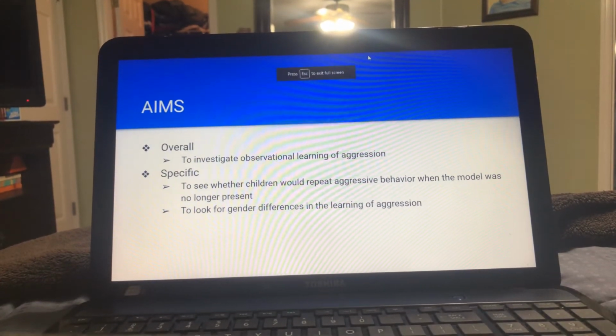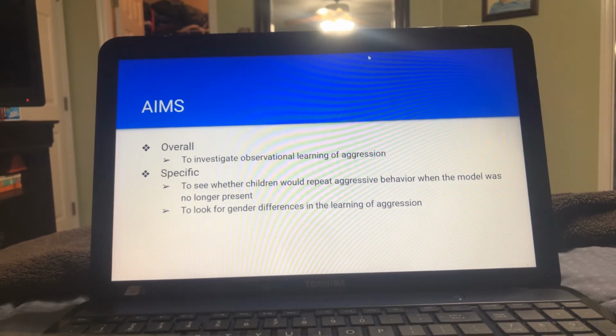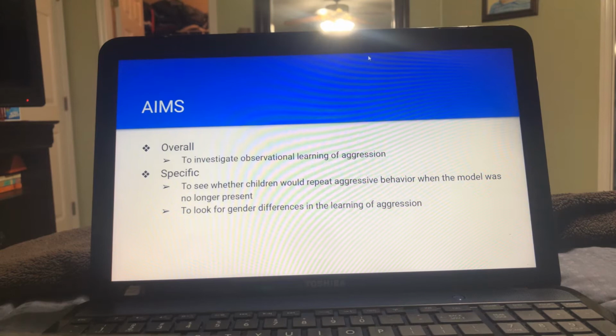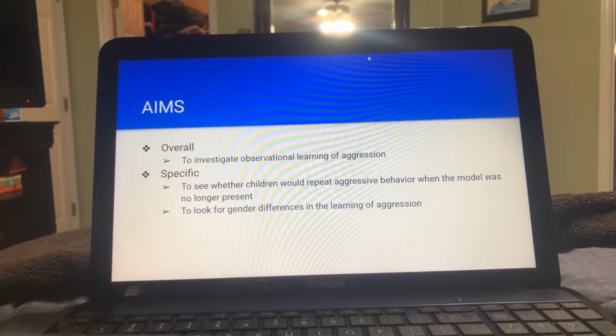On to the aims of this study. The overall aim of the study is to investigate observational learning of aggression. And there are two specific aims. The first one is to see whether children would repeat the aggressive behavior when the model was no longer present, and 2, to look for gender differences in the learning of aggression.